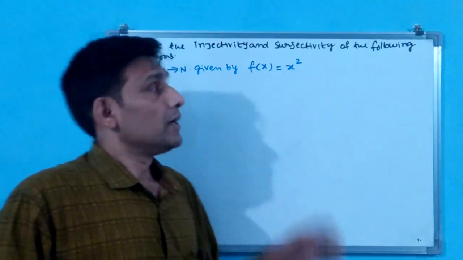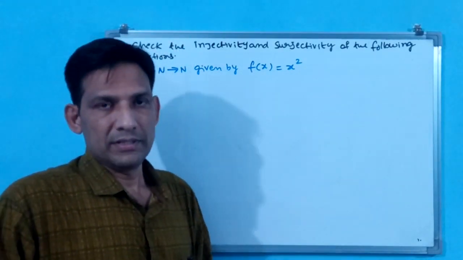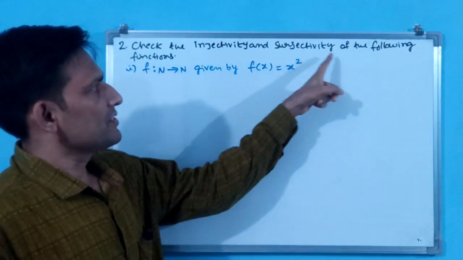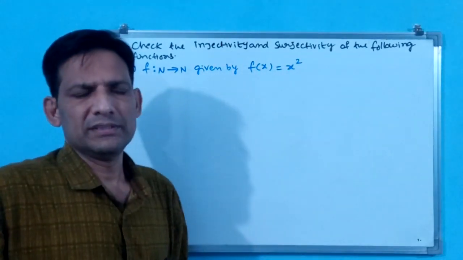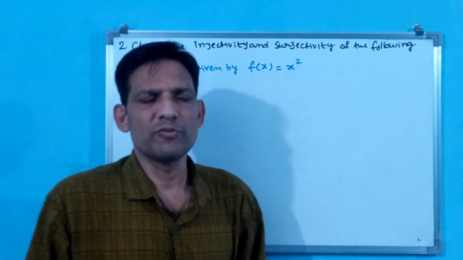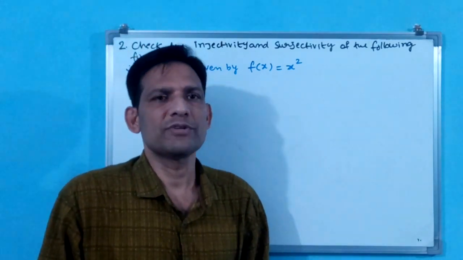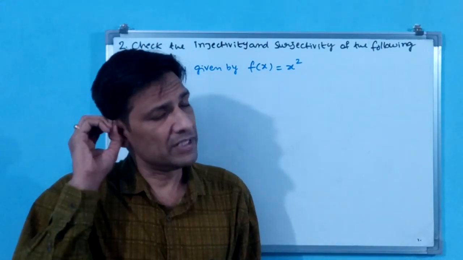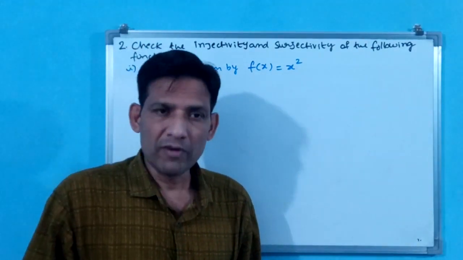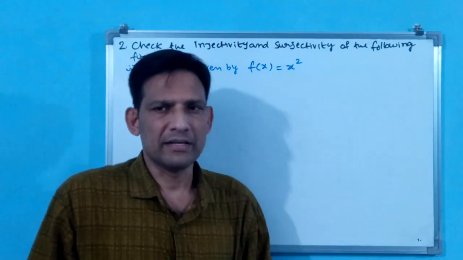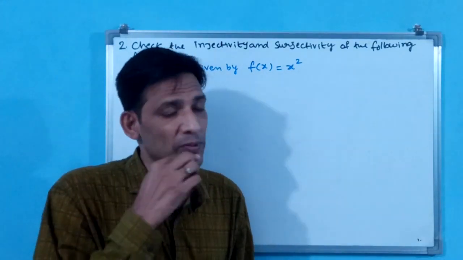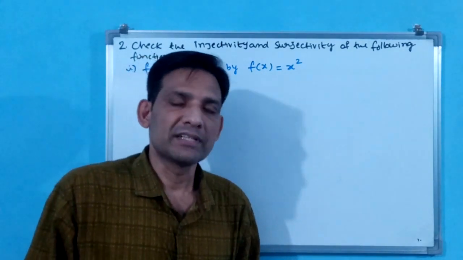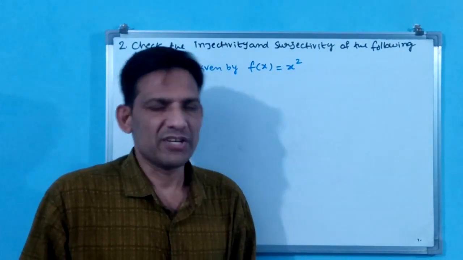Okay, dear students, let us see the second question, second problem. Check the injectivity and surjectivity of the following functions. Injective means what? Injective means one-one function. Surjective means onto function. That means we have to see whether these functions are one-one and onto functions or not. If both injective and surjective are available, then that function is going to be called a bijective function.